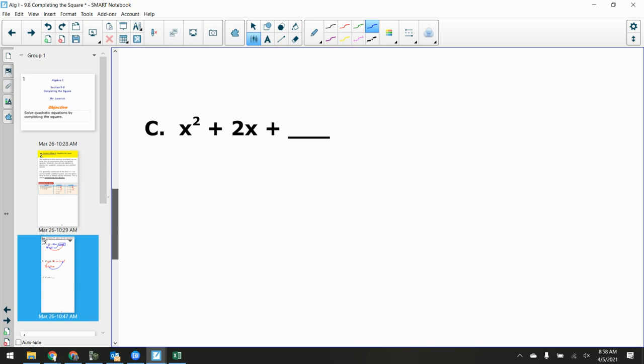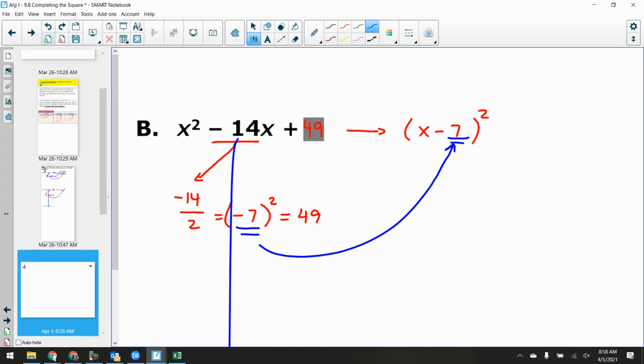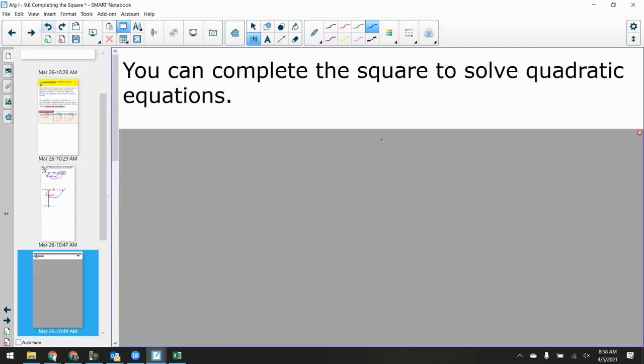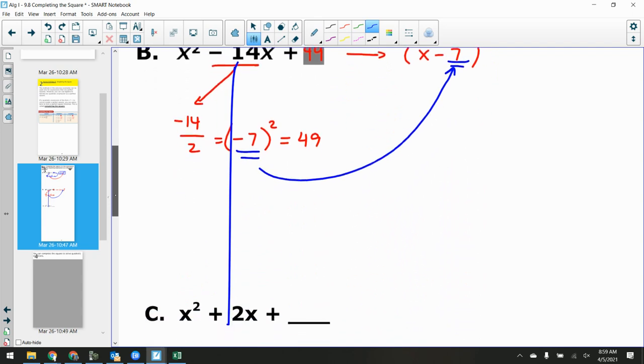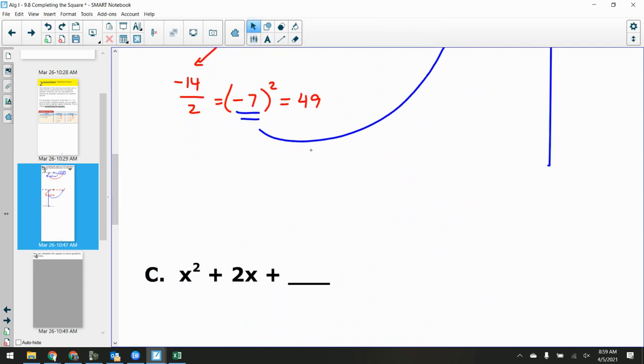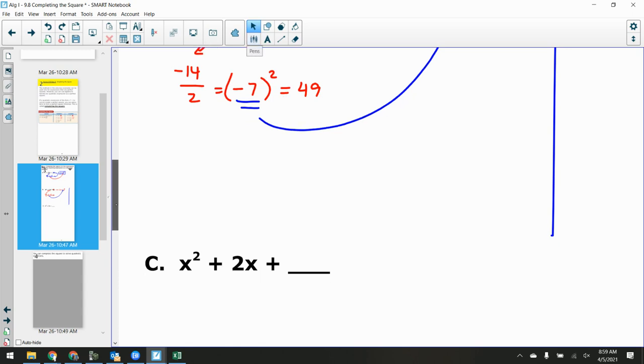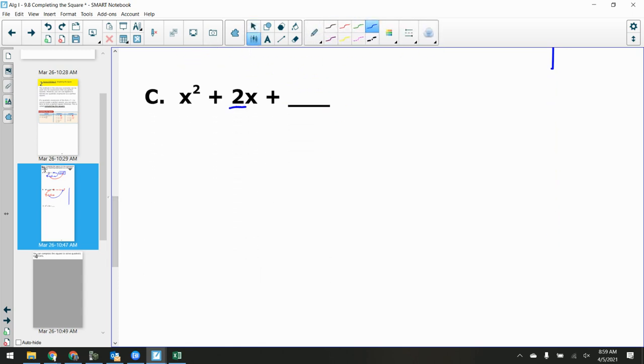What's our magic number here? 1. If I cut 2 in half, what do I get? If I cut 2 in half, I get 1. If I square 1, I get 1. Okay, well that means that this is an x plus 1 squared. Factors of 1 that add to get to 2: 1 and 1.